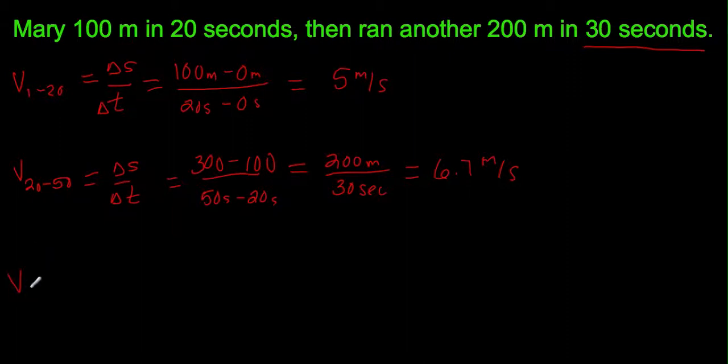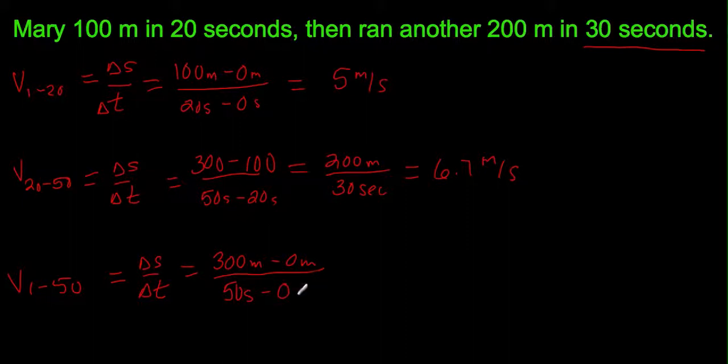So let's just go V from 1 to 50. And again, it's delta S over delta T. So we're going to say, okay, our final thing was 300 meters minus 0 meters divided by the time, which in this case would be 50 seconds minus 0 seconds. And when you take 300 divided by 50, which is really the same as 30 divided by 5, that's going to be 6 meters per second, which falls in line with our little prediction of saying that these two speeds, here's our high speed, here's our low speed, our average speed should be somewhere in between that.